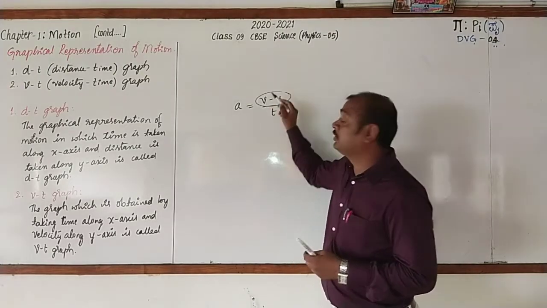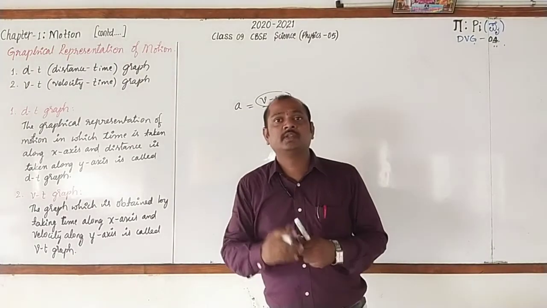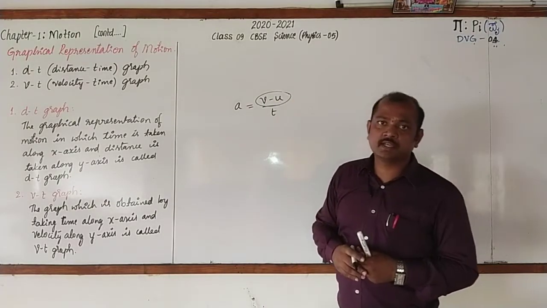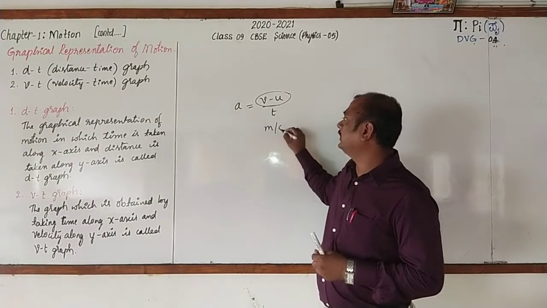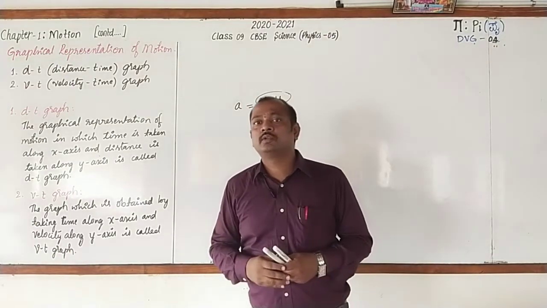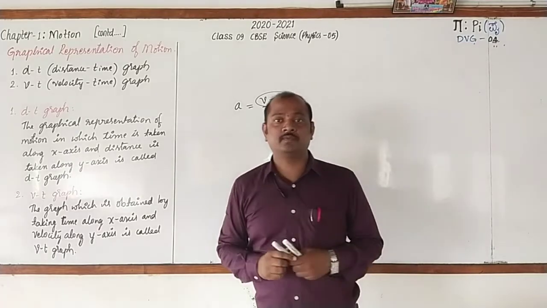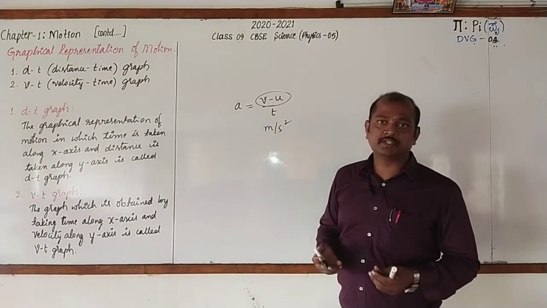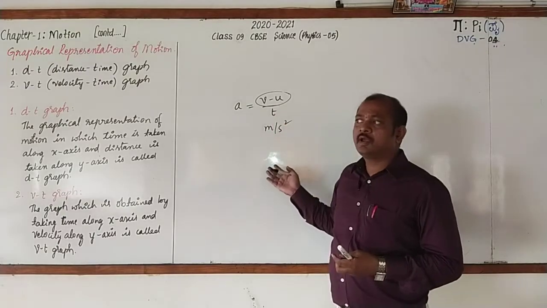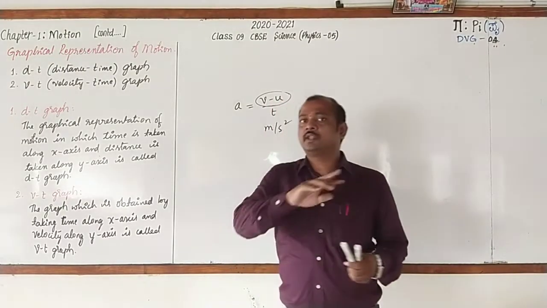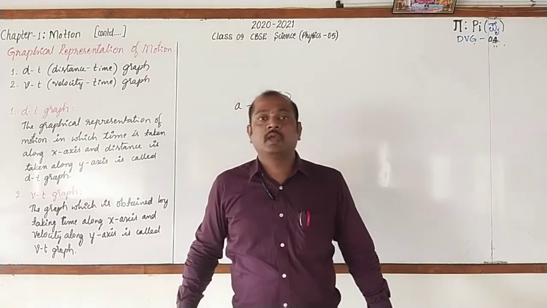Then what does v minus u indicate? It is the change in velocity. Then what is its SI unit? It is meter per second square, right? Then what do you call negative acceleration? It is deceleration or retardation. The formula is the same and even the SI unit as well. Clear? And there are two types of accelerations.